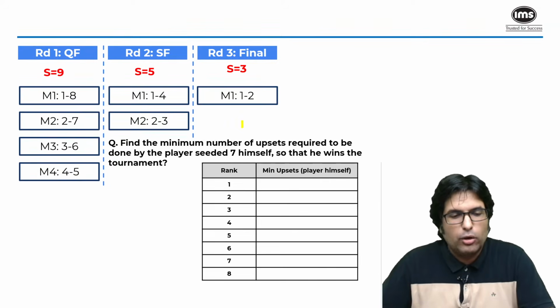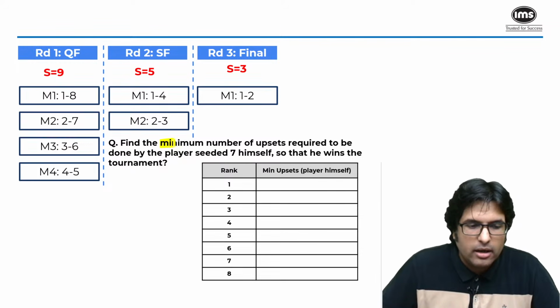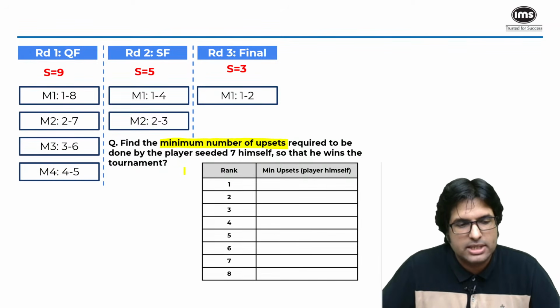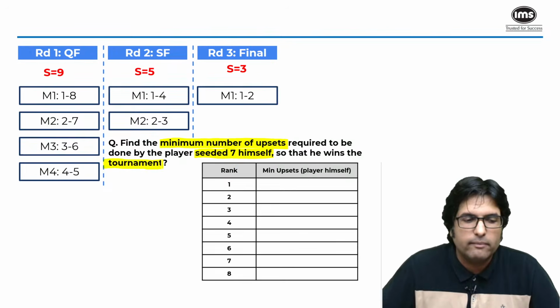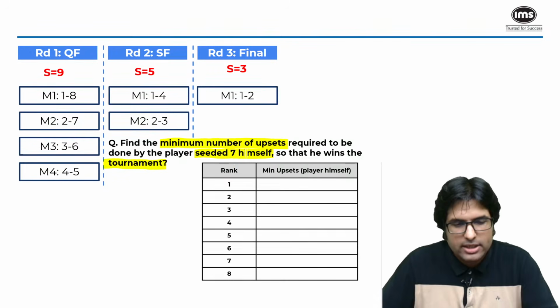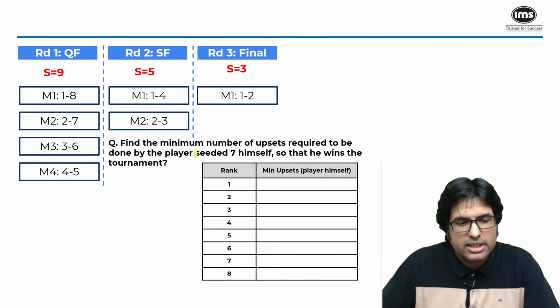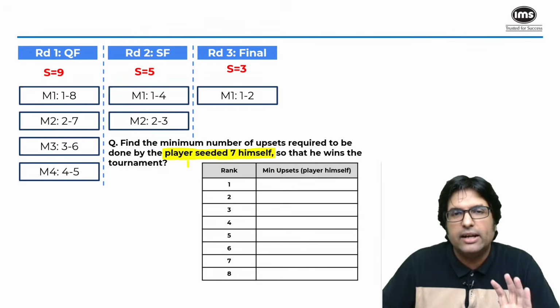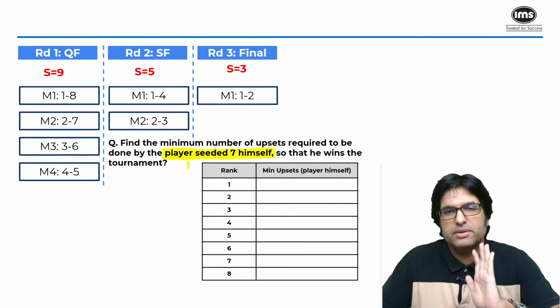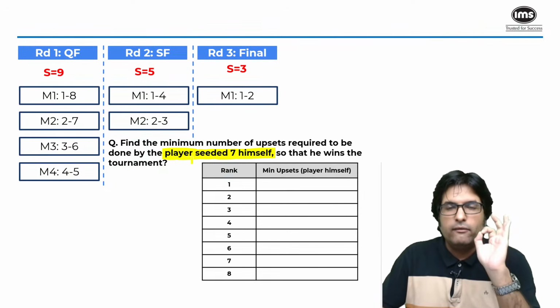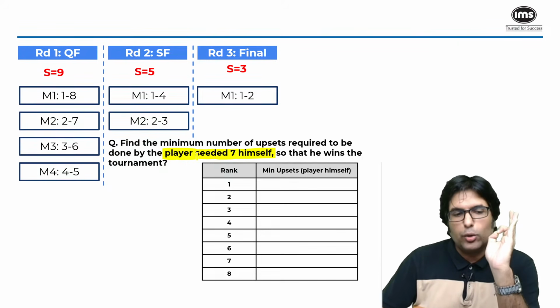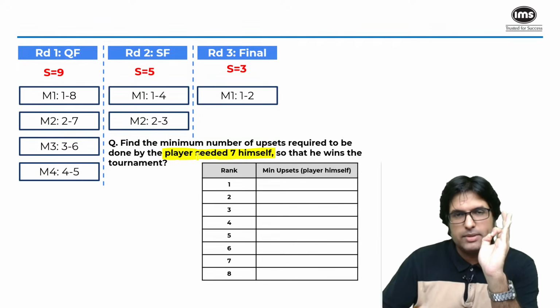So this is even more difficult to understand now, and we'll first understand the difference between this question, the minimum number of upsets required to be done by the player seeded 7 himself so that he wins the tournament. So what is the key difference that you see here? The key difference is upsets required by the player seeded 7 himself. You could say herself as well, himself, herself, doesn't matter.